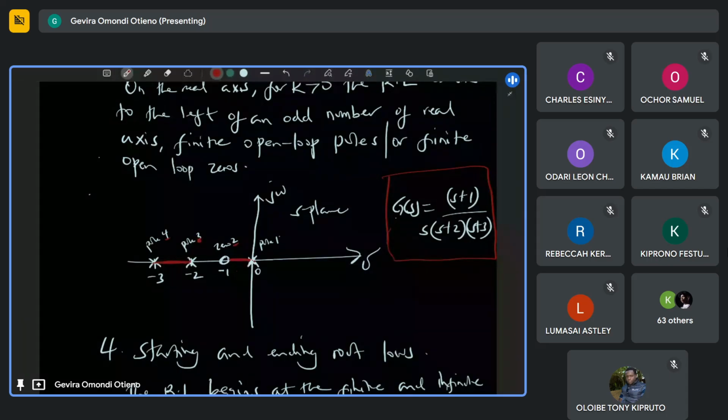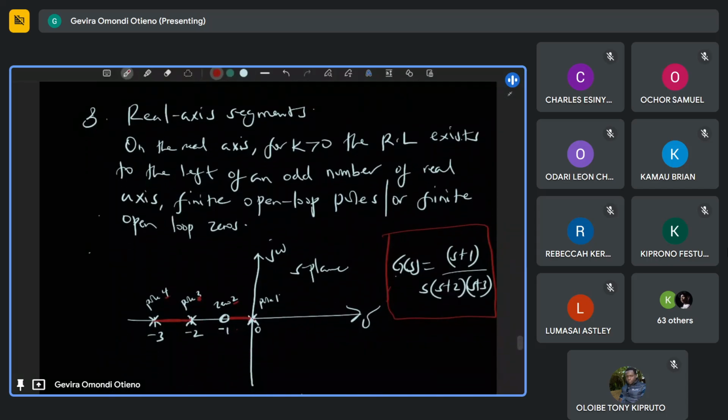So we have established from rule number 3 that the root locus lies to the left of an odd number of poles or zeros. So we know there's a root locus here, but in which direction? Is it to the right or to the left? I look at this as a pole and the other one as a zero. So the root locus must begin from the pole and go towards a zero.